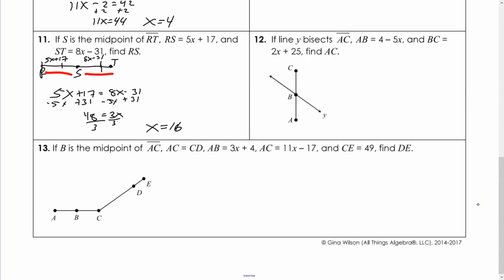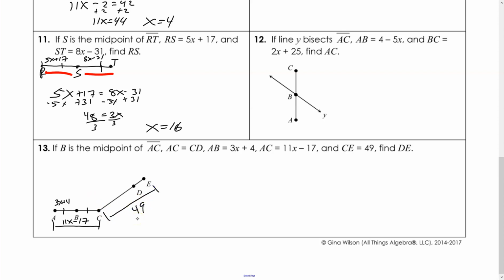Number 13, if B is the midpoint of segment AC, that means that B cuts AC in half. AC is equal to CD, so this whole line here is equal to this whole segment here. If AB is 3x plus 4, that means this is 3x plus 4. And AC is 11x minus 17, so from here to here is 11x minus 17. And CE is 49. So this entire line from here to here is 49.